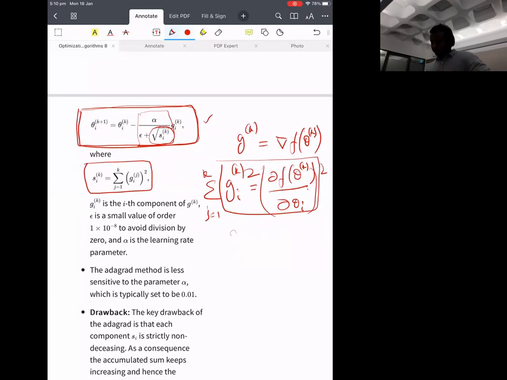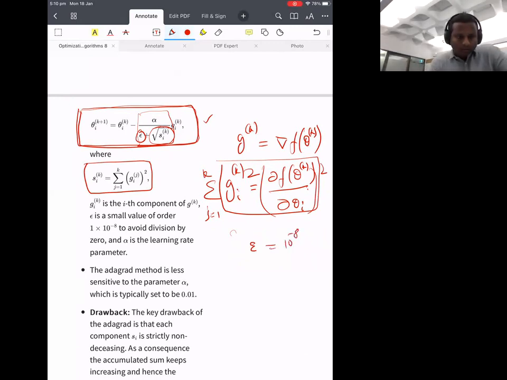And the epsilon value here in this update is just to make sure that you're not dividing by zero. So you take 10 power minus 8 or maybe smaller than that. There is a question by Jade. Here is the dimensionality, which we get from the number of weights in theta. K is the iteration. We are at the kth iteration, and we are updating S_k for that iteration.